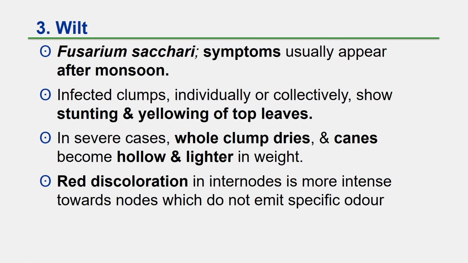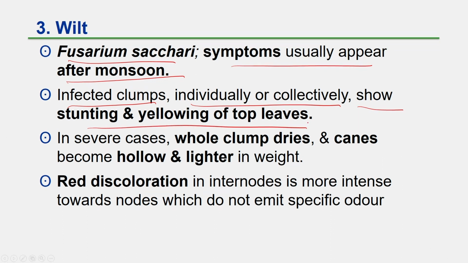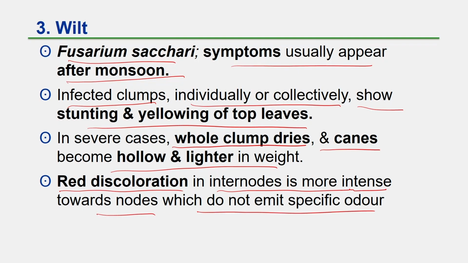Next is wilt. It is caused by Fusarium sacchari. Symptoms usually appear after the monsoon. Infected clumps, individually or collectively, show stunting and yellowing of top leaves. In severe cases, the whole clump dries and canes become hollow and lighter in weight. Red discoloration in the internode is more intense towards the nodes, which do not emit a specific odor.